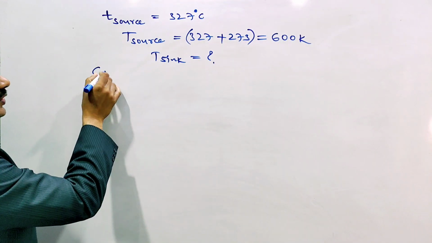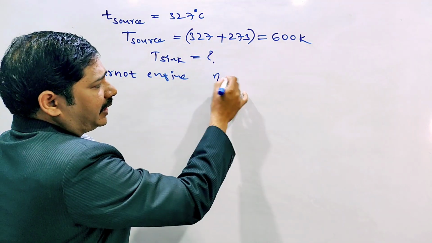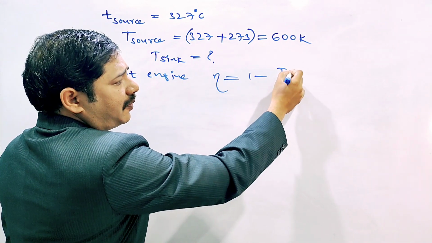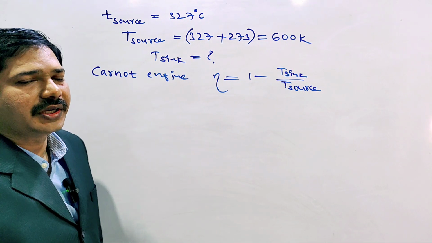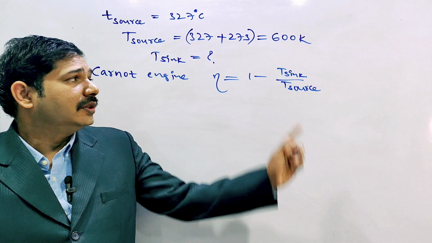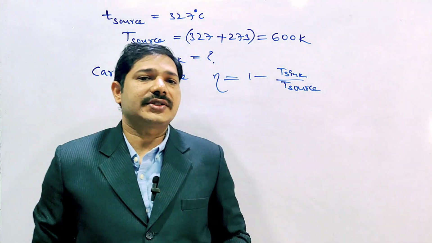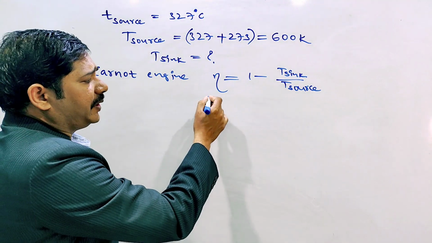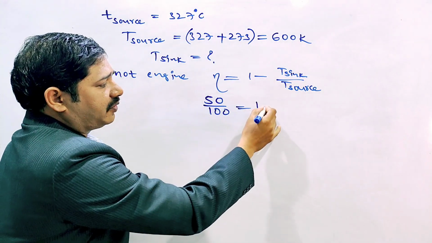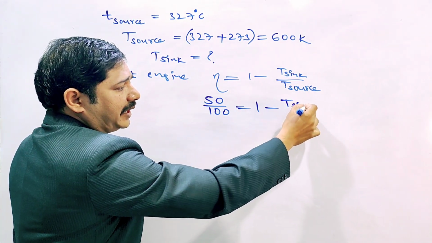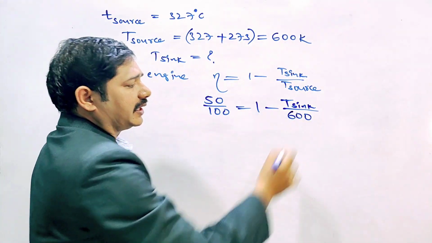Here the Carnot engine efficiency formula. The Carnot engine efficiency formula is eta equal to 1 minus T sink by T source, lower temperature by higher temperature. Here substitute the values, and the efficiency is also given, 50%. 50% means we can write 50 by 100. Eta is equal to 1 minus T sink, we don't know, I am writing it as it is, by the source. Source is 600 Kelvin.